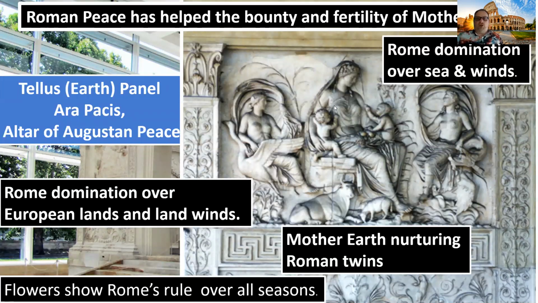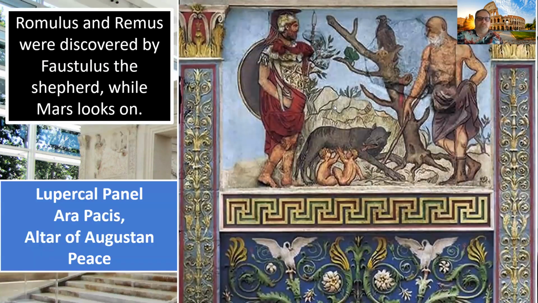Rome has domination over the winds and seas, as you can see with the winds and the seas floating around, with the dolphin on the right-hand side and the swan on the left. You can see that Rome has domination over land and land winds. That's over on the left as well. Mother Earth nurturing the Roman twins. And the flowers show that Rome has rule over all seasons because there are different flowers that are growing from all the different seasons from the Roman growing cycle.